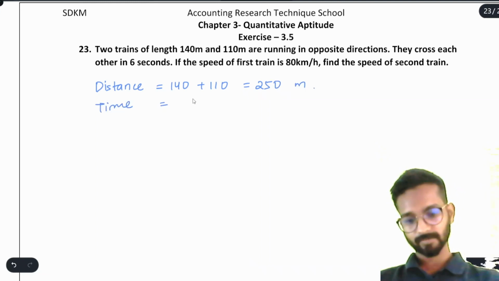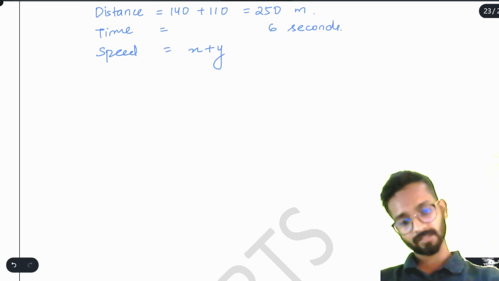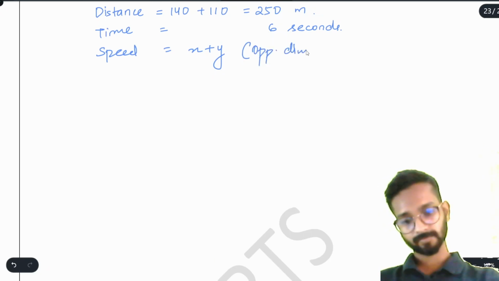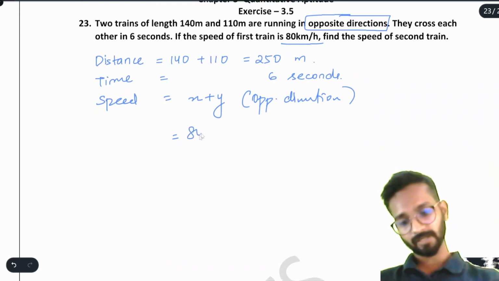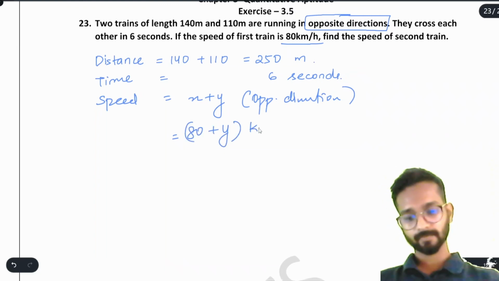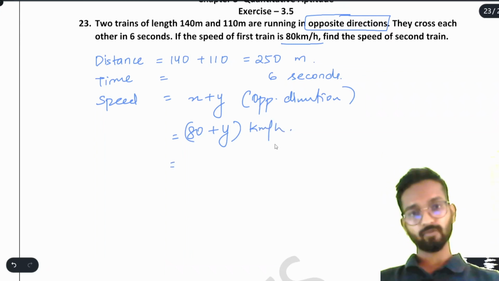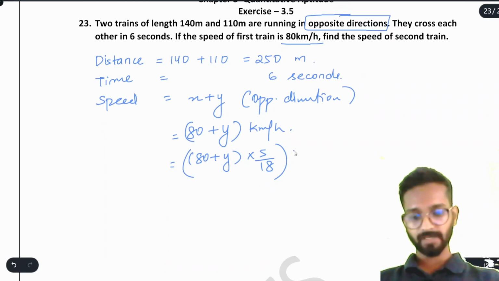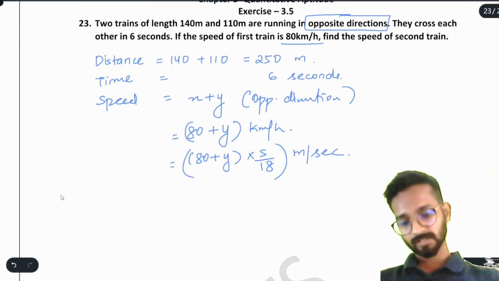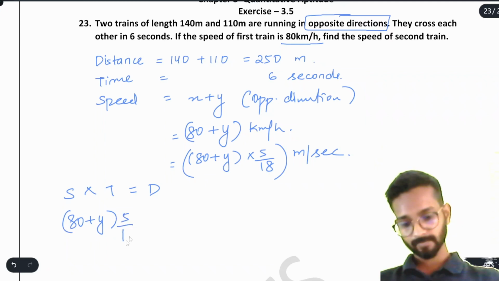Time taken is 6 seconds. Speed is x plus y because it is in the opposite direction. Now it is very easy. The speed given is 80 kilometers per hour for one train. So you can write here 80 plus y kilometers per hour. But remember, it is in kilometers per hour. I have to convert it into meters per second. 80 plus y into 5 by 18. This is your speed in meters per second. Therefore, speed multiplied by time is distance. So speed multiplied by time, which is 6 seconds, equals distance, 250 meters.